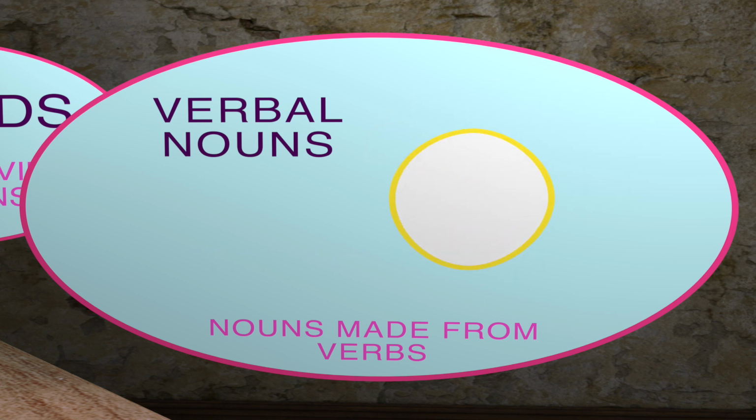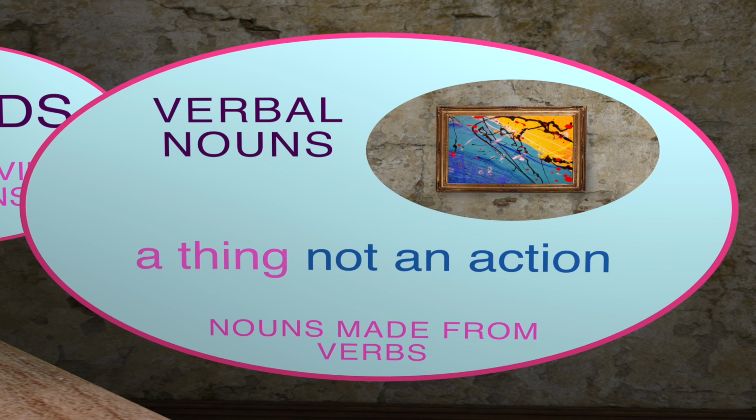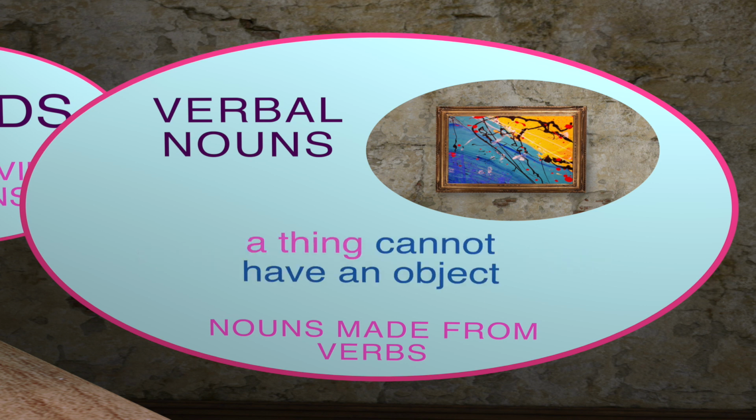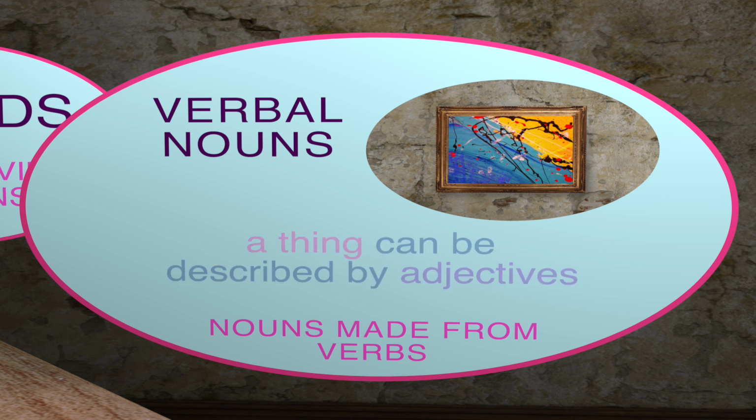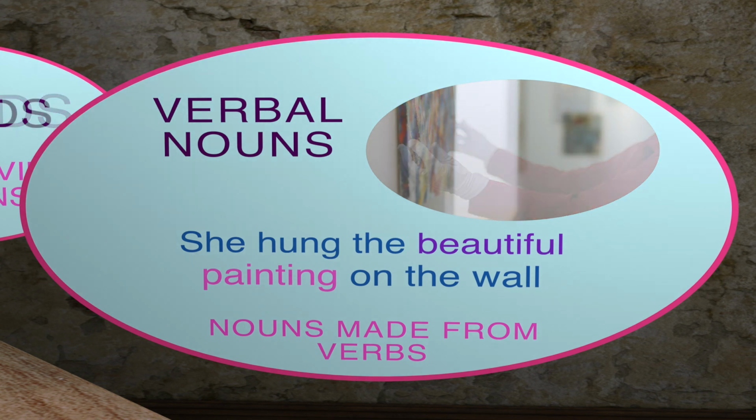And although they started life as verbs, these verbal nouns don't keep any of the original verb's qualities. A painting is a thing, not an action, and in grammar it cannot have an object. But it can be described by an adjective. She hung the beautiful painting on the wall. Try to think of verbal nouns as just the same as any other countable noun when it comes to how it behaves in a sentence and what determiners and articles it can take.